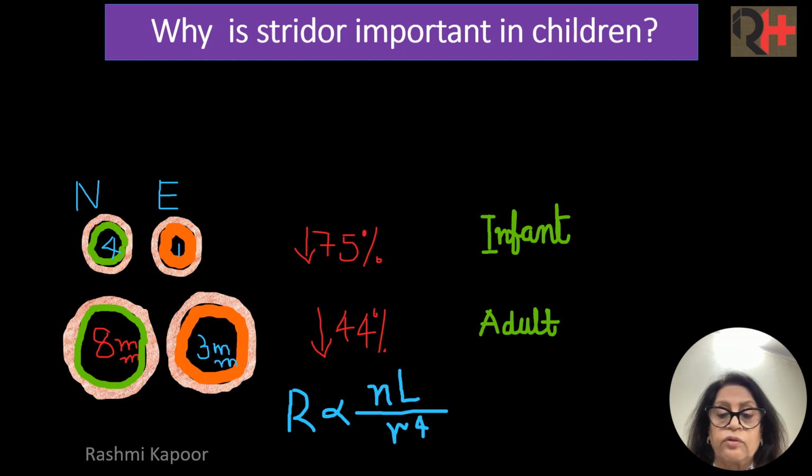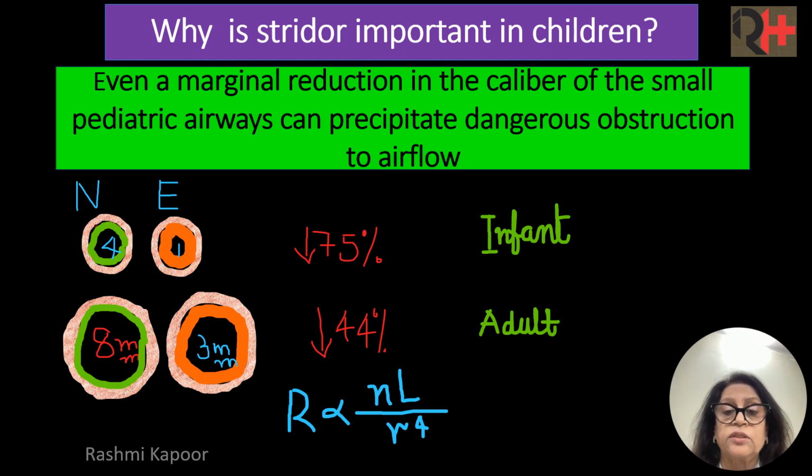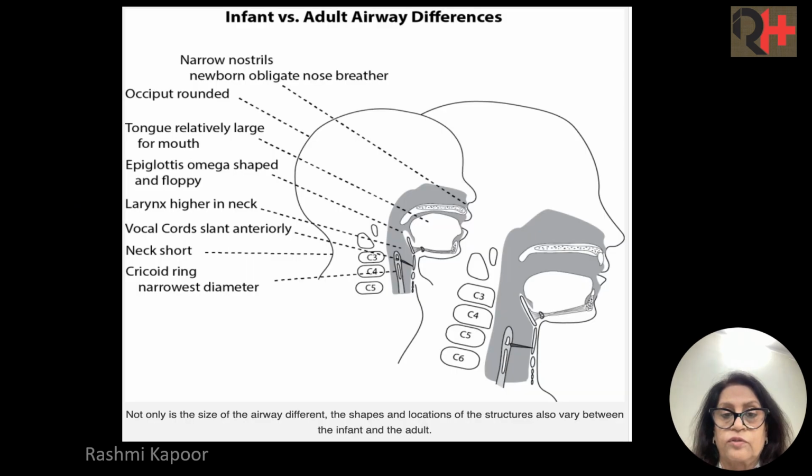And we know that resistance is inversely proportional to the fourth power of the radius. So that is the reason even a marginal reduction in caliber of a small pediatric airway can precipitate dangerous obstruction to airflow. That is why it is very important for us to know what the cause for stridor is and treat the stridor accordingly.